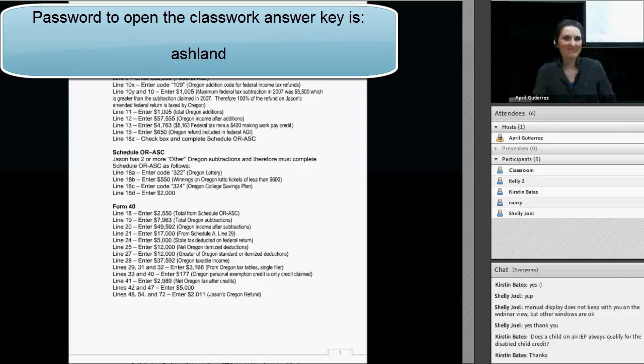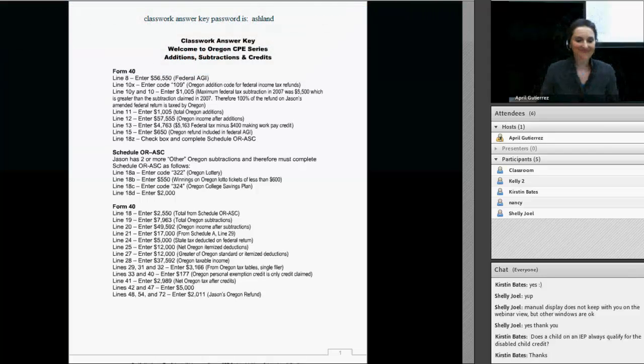All right, so just taking a look at the tax return for Jason Judson. He has a few things going on with his return. The first one is that he has an addition code for his federal tax refund. So you need to enter $1,005 of that refund as an addition on line 10Y. The next part is that you had to figure out his federal tax liability subtraction. And that meant taking the federal tax from the federal return and then subtracting out the making work pay credit.